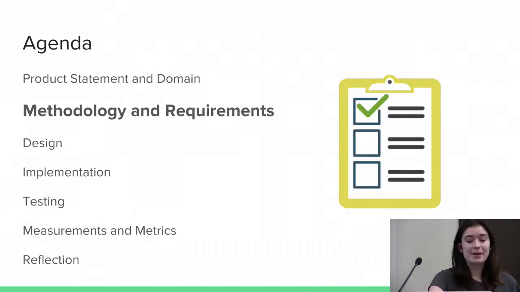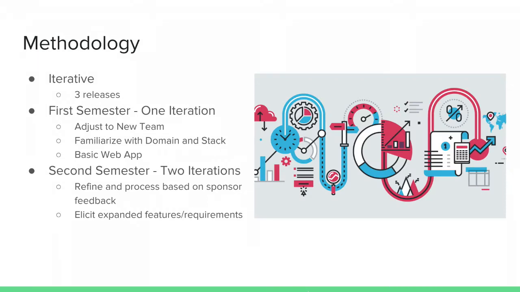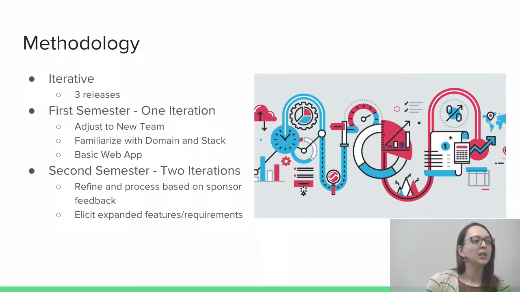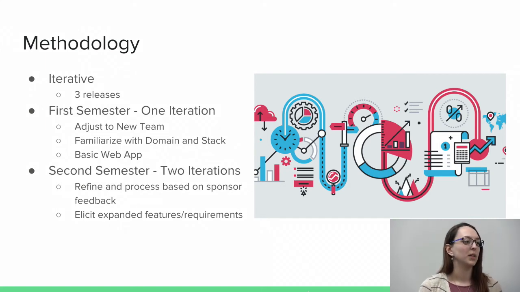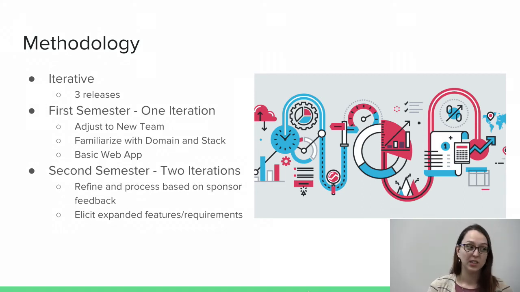And now we're going to talk about our methodology and requirements. If there's one thing our sponsor made very clear to us from the beginning, it's that they want this basic functionality as fast as possible. Because of that, we decided to have an iterative approach where this semester our goal would be to get the minimum features in by the end. Another reason we chose to do just one iteration for the first semester was that we all had to adjust to working together, and we had to familiarize ourselves with the domain and the stack, and we all had the same documentation as the rest of you.